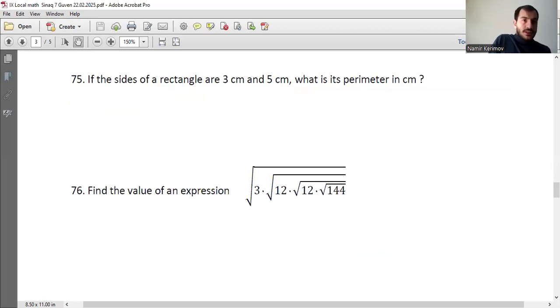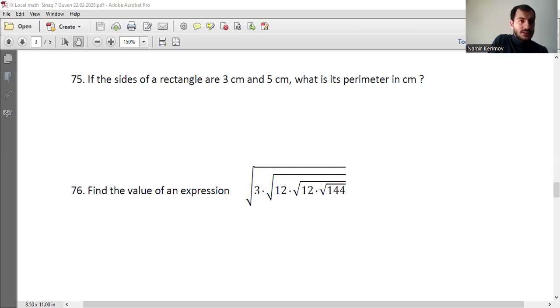In 75, sides of the rectangle and perimeter, so widths and lengths, just 2 times lengths, 2 times widths, and 2 times lengths, that will be 16. So answer is 16.